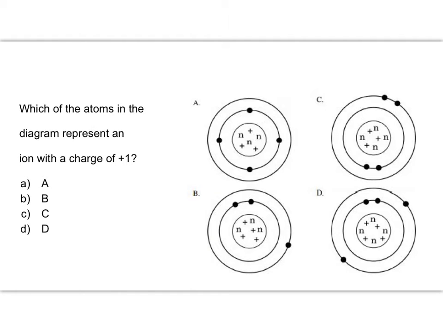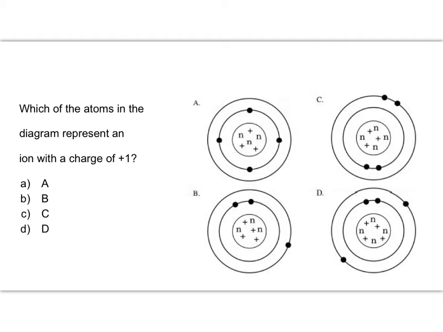Which of the atoms in the diagram represent an ion with a charge of +1? In order to solve this, you have to keep in mind that the charge of an atom, whether it's positive, negative, or neutral, has to do with the balance between the number of protons and the number of electrons. Protons are positive, electrons are negative, so depending on the comparison between those two, you can end up with positive, neutral, or negative. In this case, we're looking for a charge of +1, which means there's one less electron than there are protons, so we need to look at the numbers.